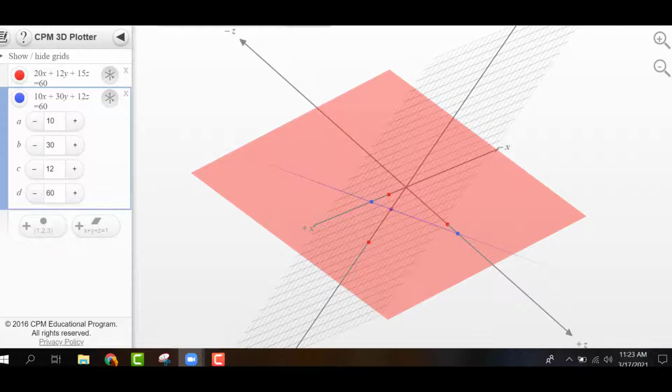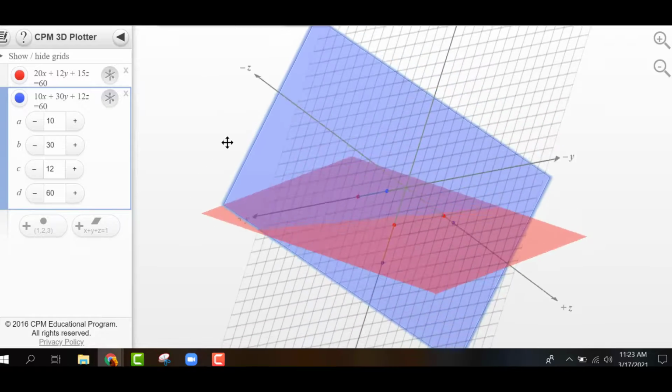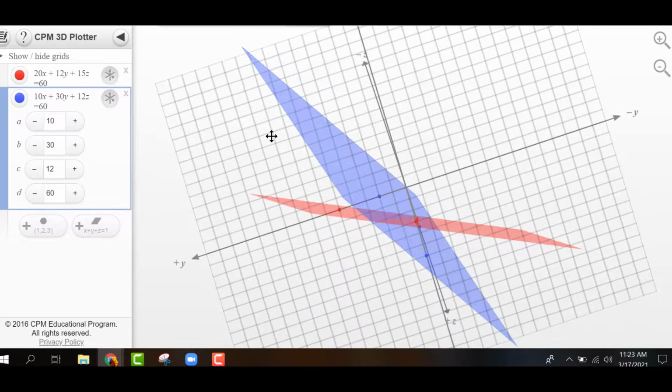Well, when I folded my piece of paper, what did my fold make? My fold makes a line. Good job. So we now know that when it comes to two planes, they intersect at a line.